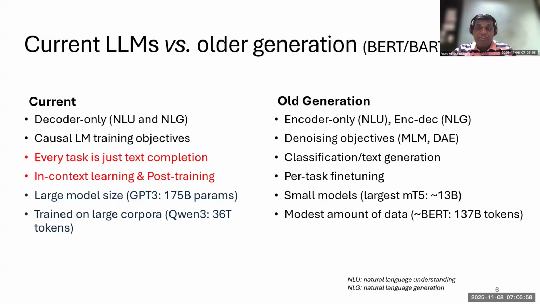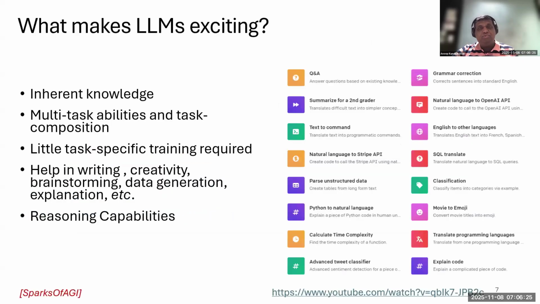GPT-3 itself has 175 billion parameters, and the frontier models are today way bigger than that. They're trained on a lot of corpora. Qwen3, for example, was trained on 36 trillion tokens, whereas the BERT models were trained on 137 billion tokens. There are some explorations recently to revive BERT and do ModernBERT, which is trained on a few trillion tokens, but that's an exception. Okay, so with that, let's move on.